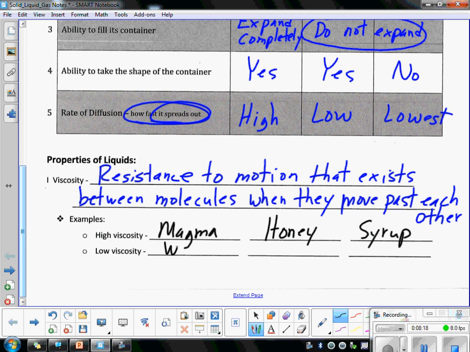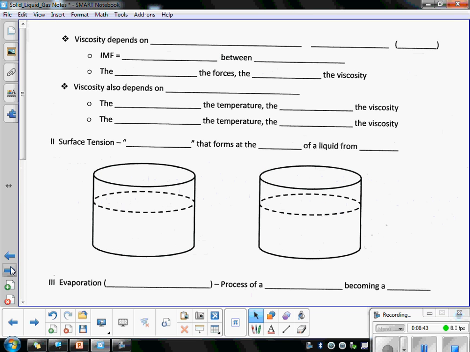So low viscosity, right? Water spreads out very easily. You could take, right? Kool-Aid is kind of almost like water. It's a little different, but it spreads out very equally. Rubbing alcohol is another one. Windex, any sort of liquid like that that spreads out easily. Okay, let's move to the next page.